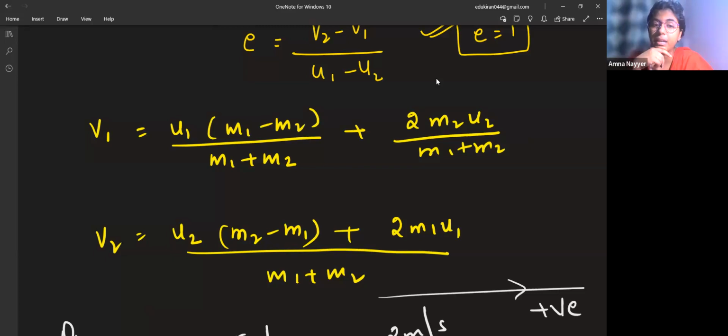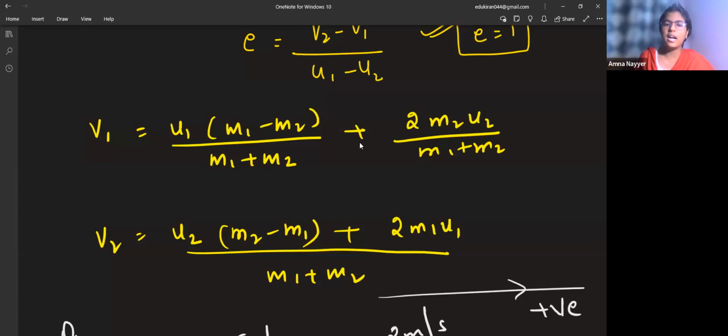Now, I will suggest how I remember the formula. I remember one formula, and in the second formula, wherever 1 has been written, I write 2, and where 2 was written, I write 1. See, V1 is equal to U1 into M1 minus M2 by M1 plus M2 plus 2 M2 U2 by M1 plus M2. Now, when I have to write for V2, what you do, wherever you have written 1, just write 2, and wherever 2, write 1. And this is the same. This is the common denominator, that is M1 plus M2.